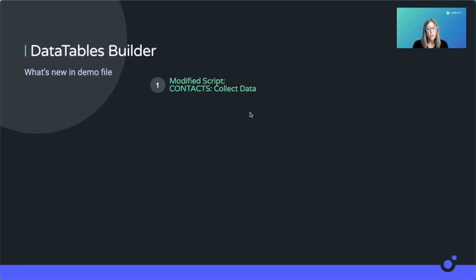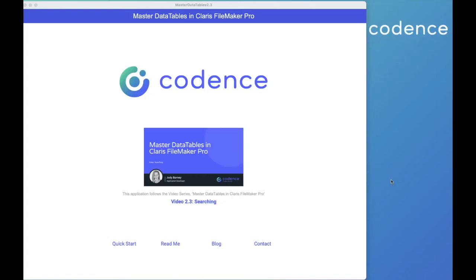Currently, we have 40 records in our found set, and now I modified the search to say show me all records, so we get a little bit larger found set to be able to demo this. All right, let's hop over to the demo file. We're in the demo file 2.3 searching. Let's hit the quick start option and get started.